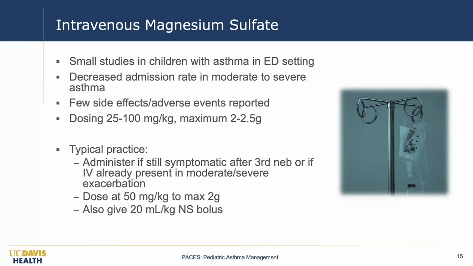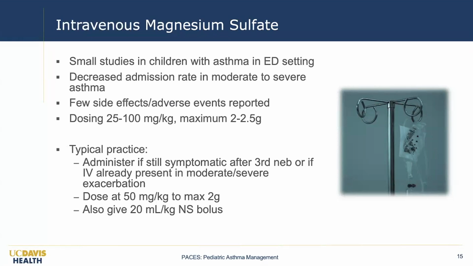The dosing range in the studies is anywhere between 25 and 100 milligrams per kilogram, but typically maximum doses are about 2.5 grams. So our practice at UC Davis in general is that if patients are still symptomatic after that third neb, so you can picture they're finishing their first hour, we're reassessing them and they're still in that moderate to severe range, then those are patients where we will place an IV and give magnesium.